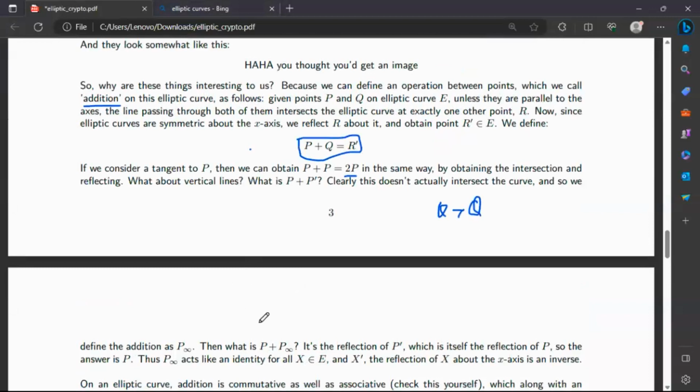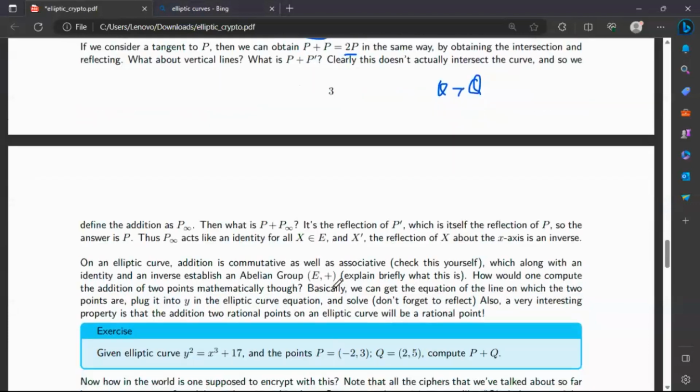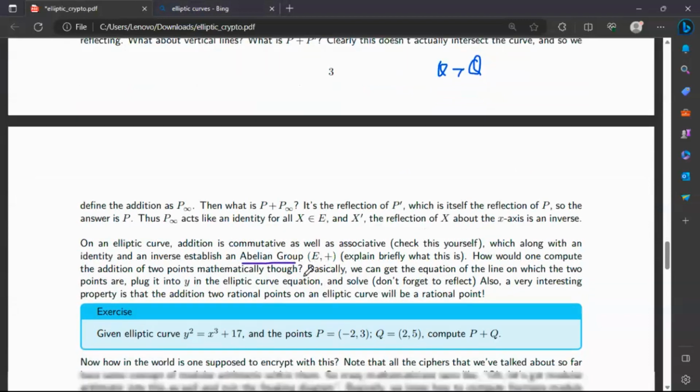Basically P infinity acts like an identity, since adding it to anything gives the same thing. And we have inverses. Basically P plus P dash is P infinity, which is the identity. So basically this establishes an abelian group.